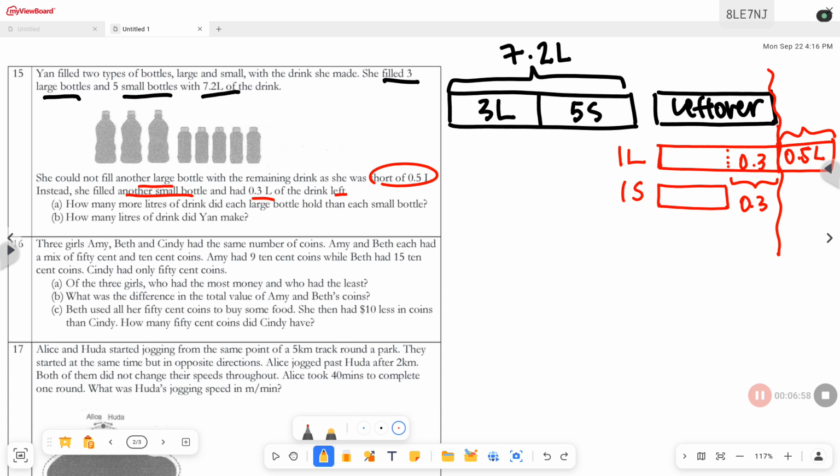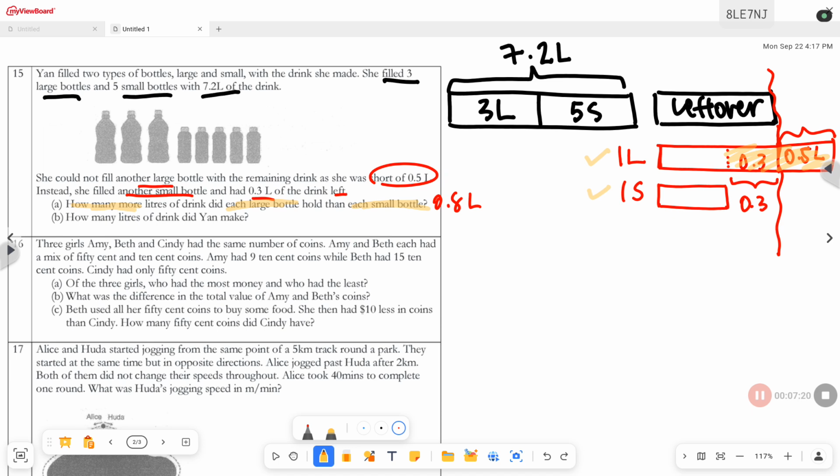So for this question, it's pretty simple. They just ask you for the difference only. They're asking you to compare 1 large versus 1 small. Do you notice the difference is here? So what's the answer? 0.8. Very easy. Okay, so A usually is only a 1 mark or 2 mark question. It's very easy. It's the B that a lot of students cannot do.